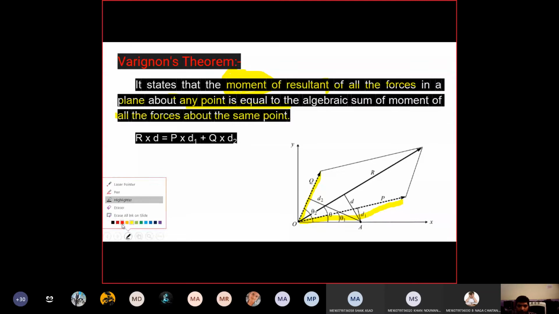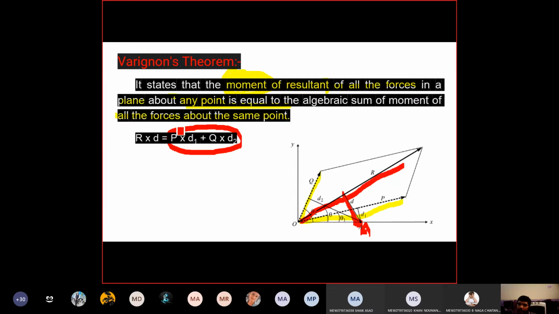See, this one is your resultant force. Now this resultant into perpendicular distance at any point, let us consider this point as A. Resultant into this perpendicular distance is equal to the algebraic sum of all the moments of the given force system.